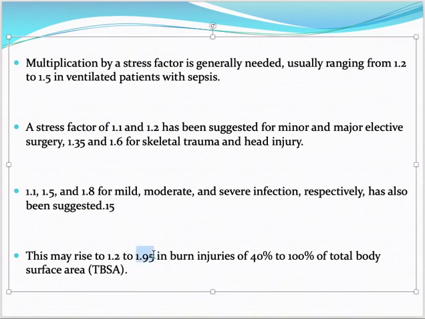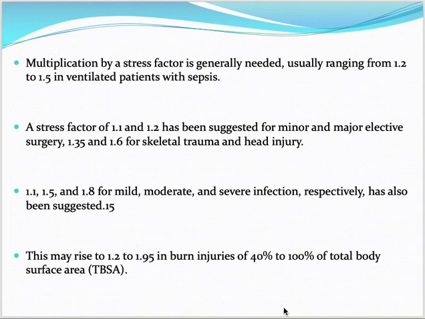So 1.95 is basically very close to 2. So when we multiply anything by 2, it becomes double. So a burn patient may require double the energy which he requires normally, right? In the start I was talking about that, burn is a hypermetabolic state. So this is the example of that.